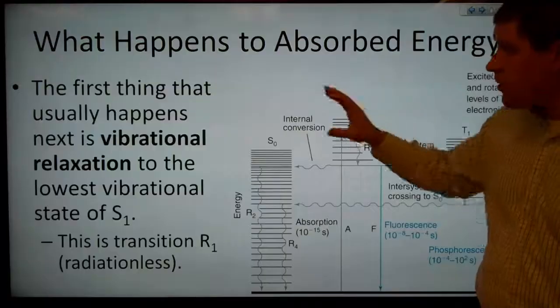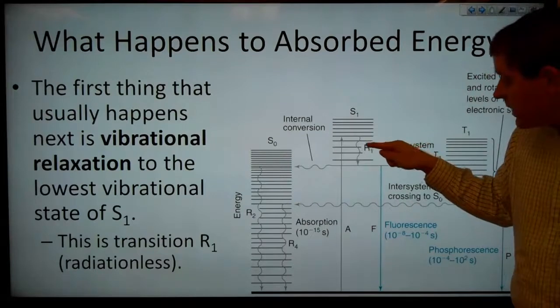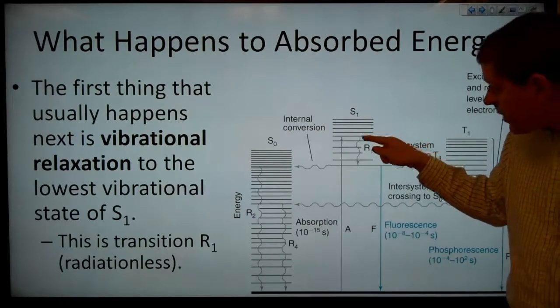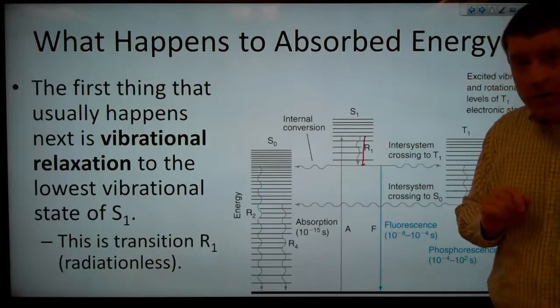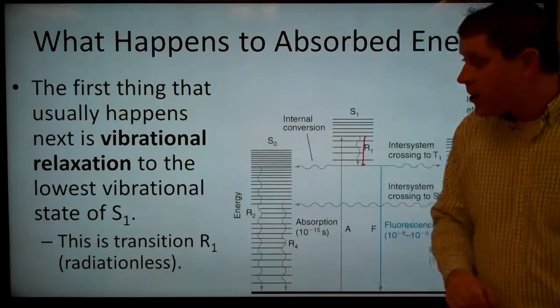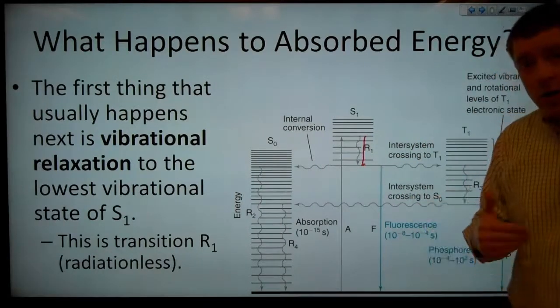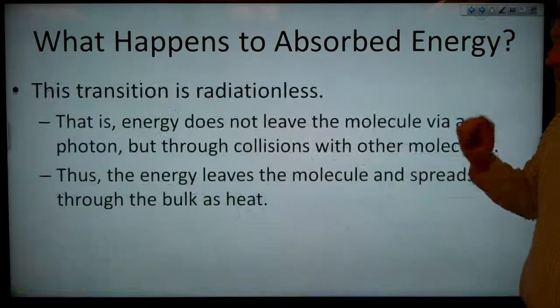Right, so the first thing that usually happens at that point is a vibrational relaxation down to the lowest level. So we go from here down to there along this R1 transition. Now R1, it's called R because it's radiationless, because we're allowing the energy to go vibrationally to other molecules around.